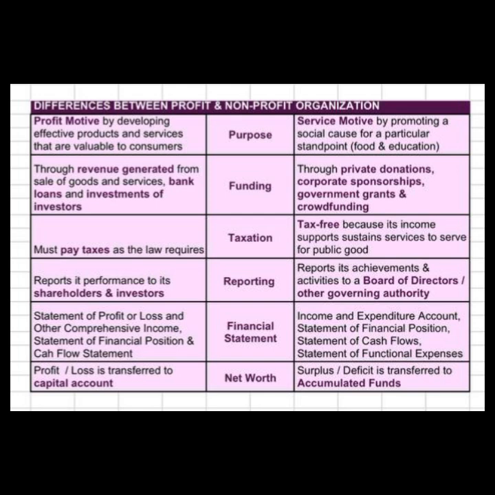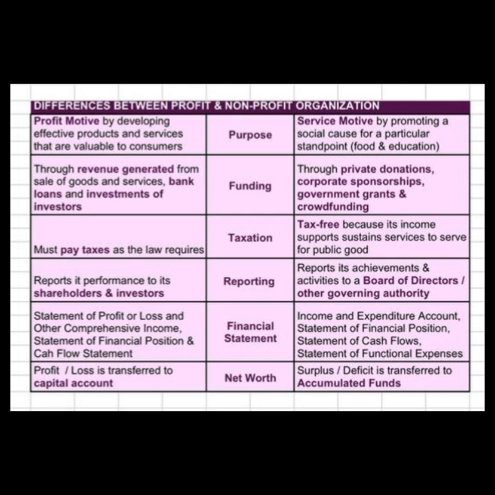Reporting: a profit organization reports its performance to its shareholders and investors, while an NPO reports its achievements and activities to a board of directors or other governing authority. Financial statement.